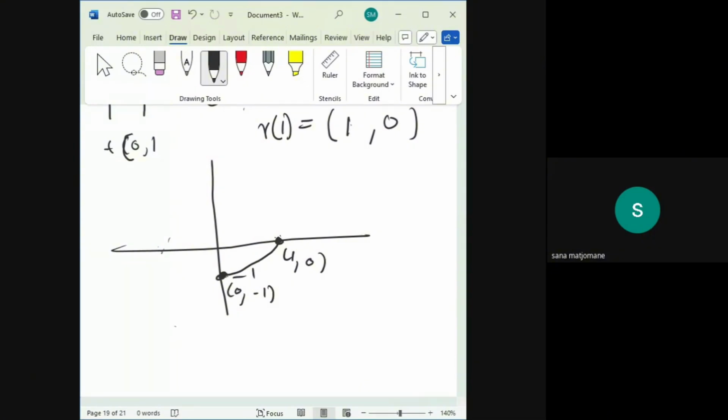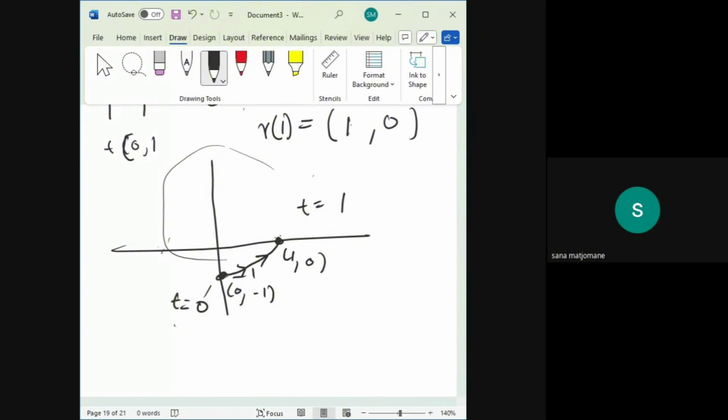You need to indicate here is where t is equal to 0. Then here you must indicate that t is equal to 1. You are also not done. You need to indicate the direction of your particle, so you must put an arrow. It moves from here to there. You must put it like this. Then now you're going to get full marks.